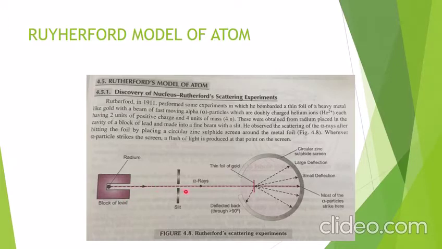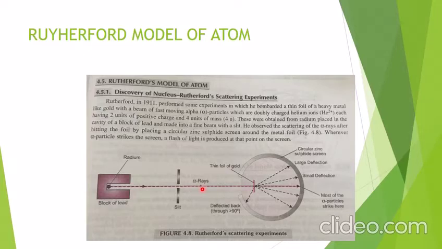Now these particles strike the surface of a thin foil of gold, beside which a circular zinc sulfide screen was placed. As you can see, there are different deflections. Some were large angle deflection, some were small angle deflection, and most of the alpha particles pass straight through the gold foil. And very few were deflected back at an angle which is almost greater than 90 degrees, around 180 degrees.